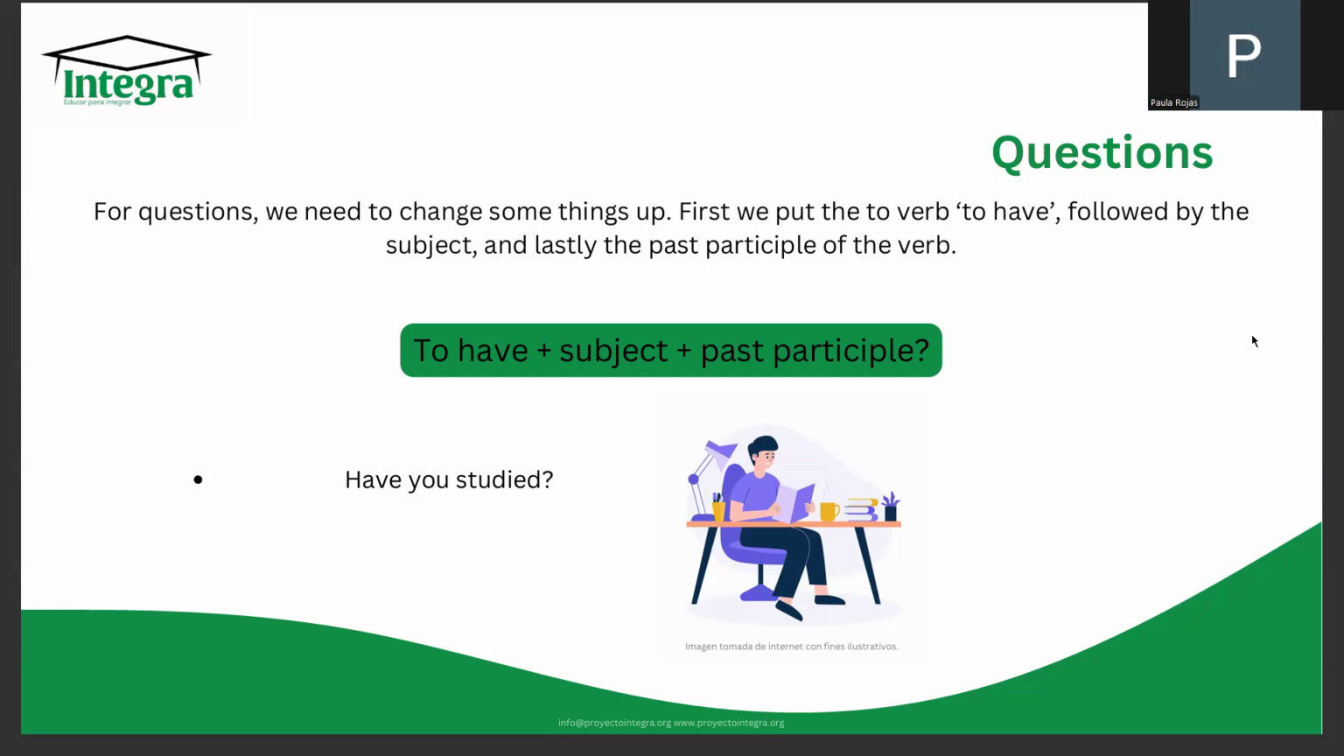For example, have you studied, right? We see that here the have is at the beginning, the subject is in the middle, that is you, and at the very end is the past participle. This is how we ask questions.